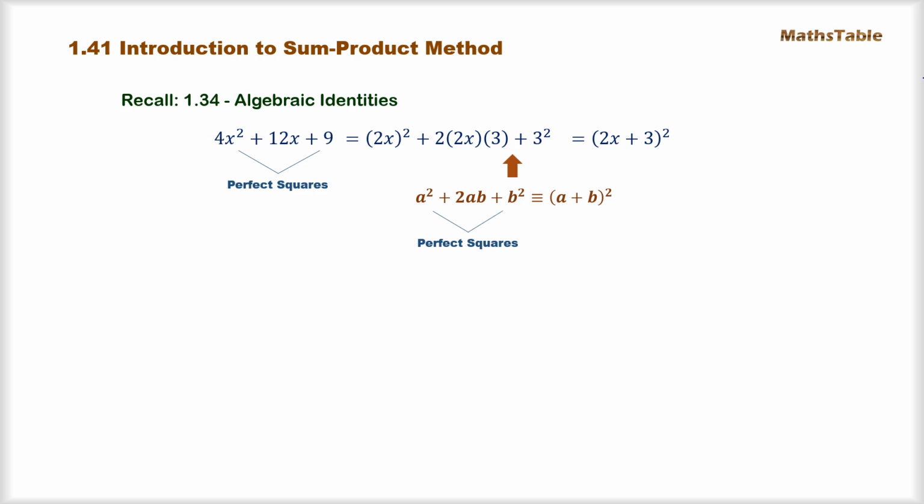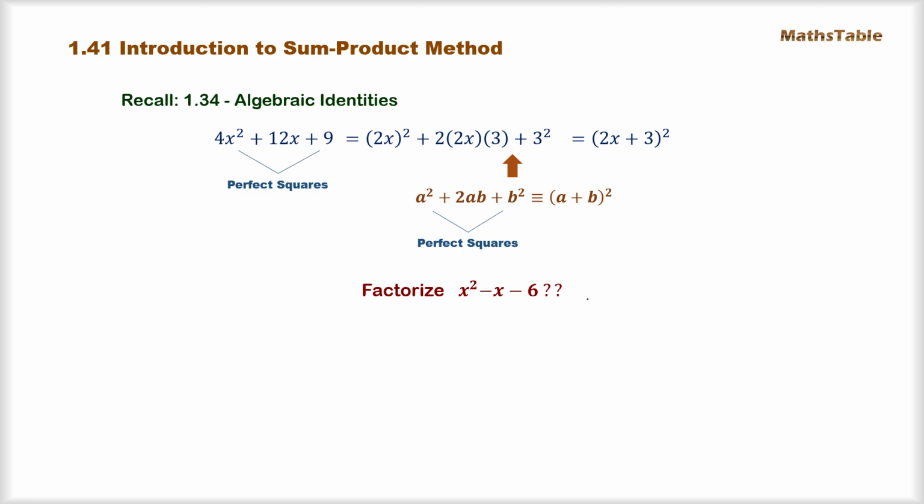But one important thing to note here is that unless and until the first and the last terms are perfect squares, we cannot apply any of the identities for factorizing the expression. So what if we are given an expression of this kind, x squared minus x minus 6, where the first term is a perfect square, but the last term 6 cannot be expressed as a perfect square of any number? For this, we cannot apply any of the algebraic identities. We need to use some other kind of method.